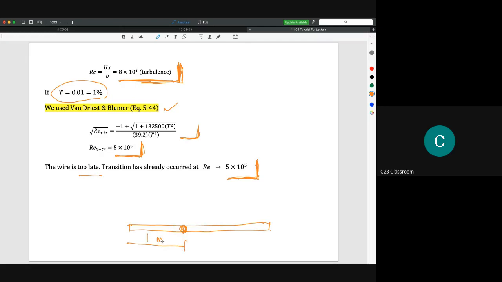Because the free stream velocity already has 1% turbulence, it makes the turbulent boundary layer occur earlier. So the location here is such that we have laminar, transition, and turbulent regions. The location of 1 meter is already inside the turbulent boundary layer, so the location of the wire is not in the laminar region. So it gives no effect on the formation of the turbulent boundary layer.